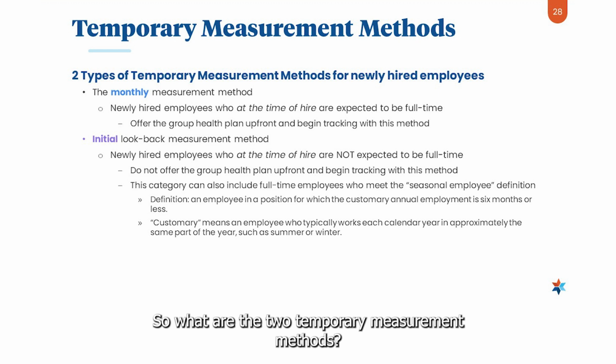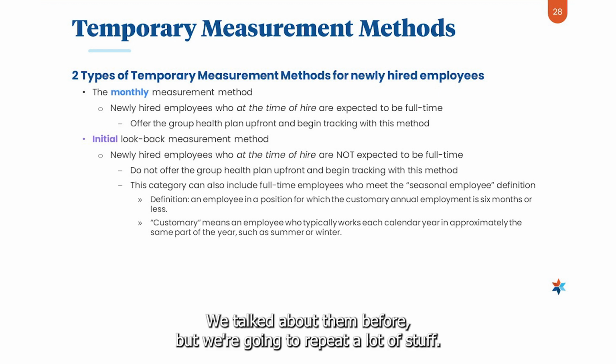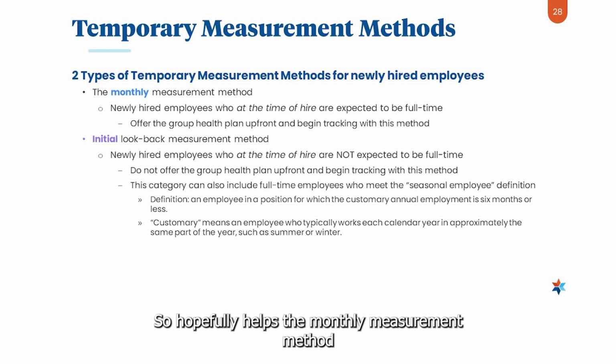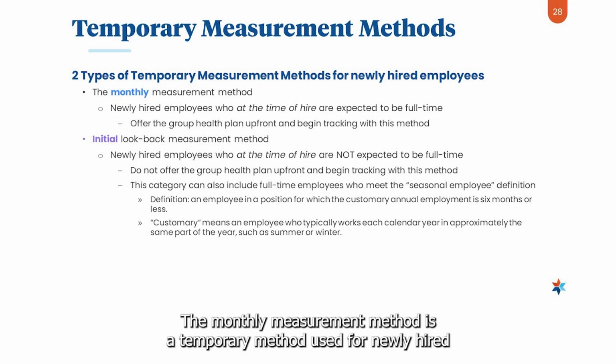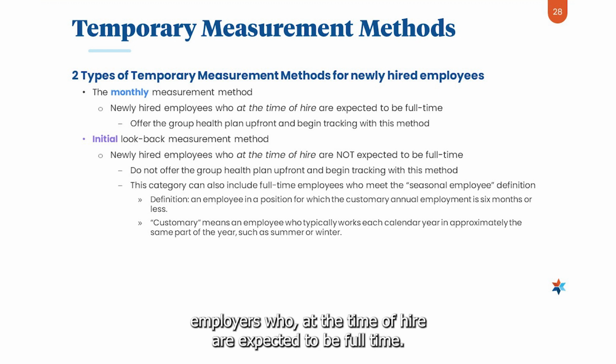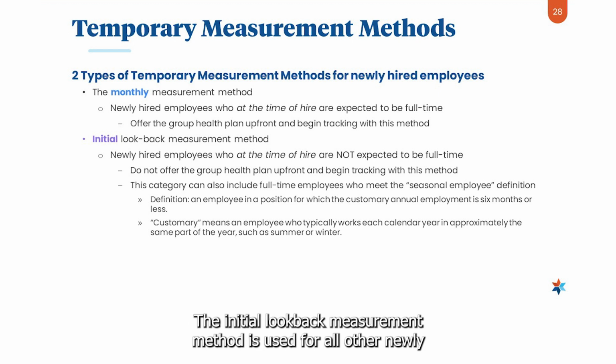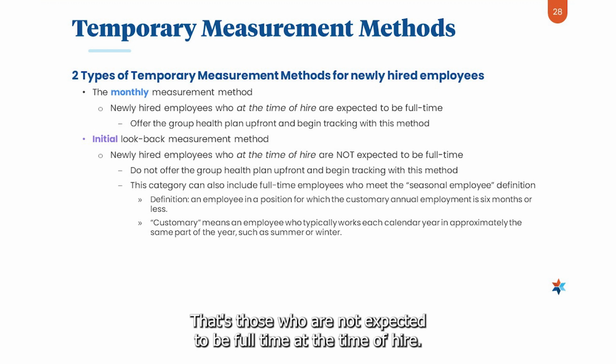So what are the two temporary measurement methods? We talked about them before, but we're going to repeat a lot of stuff, so it hopefully helps. The monthly measurement method and the initial look back measurement method. The monthly measurement method is a temporary method used for newly hired employees who at the time of hire are expected to be full-time. The initial look back measurement method is used for all other newly hired employees. Those are those who are not expected to be full-time at the time of hire.